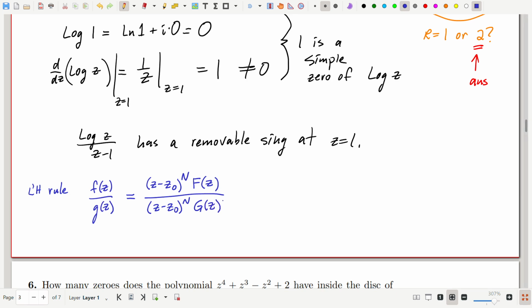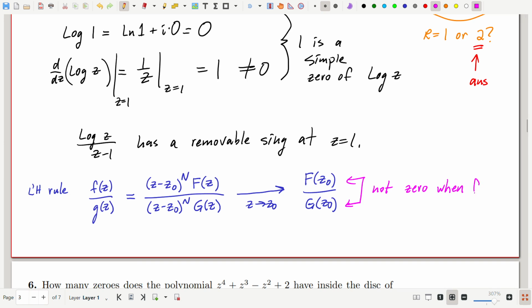And as z tends to z naught, of course the powers would cancel, and I would get the quotient of those things which are not 0. So those are not 0 when f and g both have zeros of order n. Multiplicity.